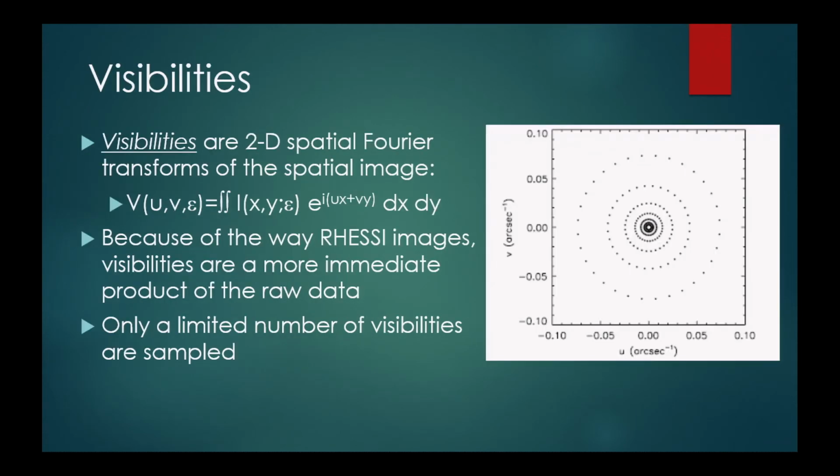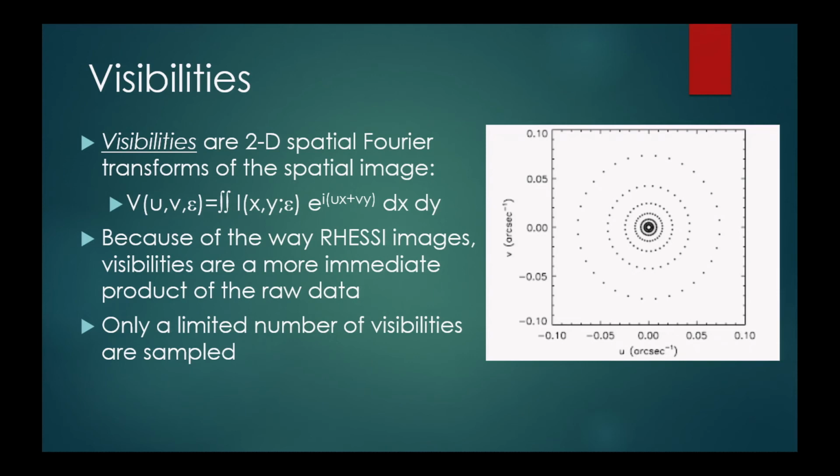Radio astronomers call these visibilities. They're basically spatial Fourier components. U and V correspond to essentially Kx and Ky. And so the visibility pattern of a source is its real intensity pattern with a spatial Fourier transform in 2 dimensions applied. Here are the Fourier components observed by RHESSI.